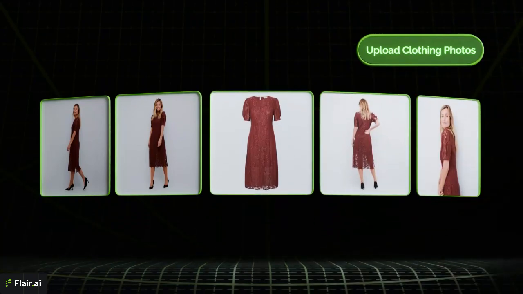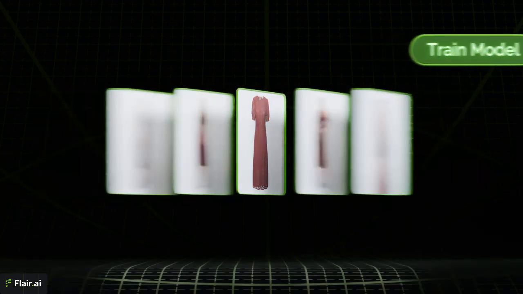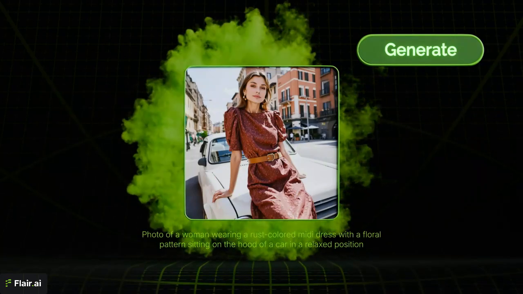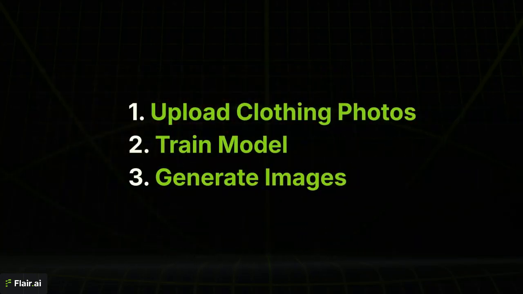All you have to do is upload a data set of your clothing photos and then click train. Our AI magically trains a model on your clothes so you can start generating photo shoots. These 3 steps completely remove the need for hiring your own models and photographers.